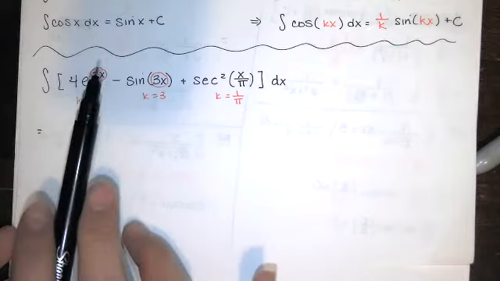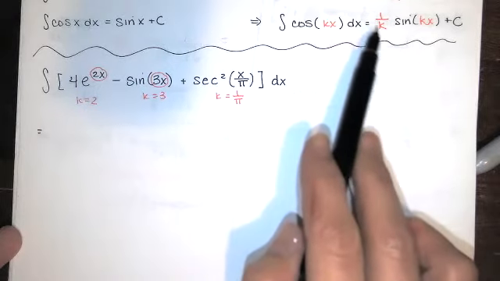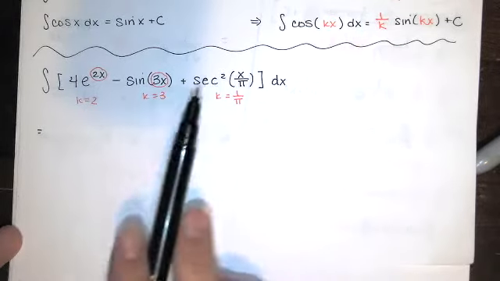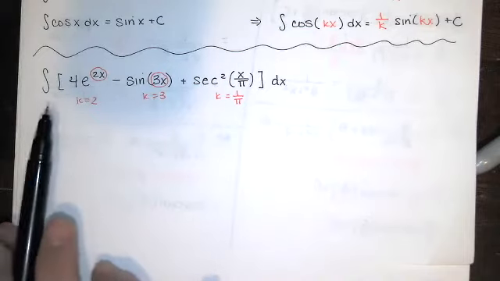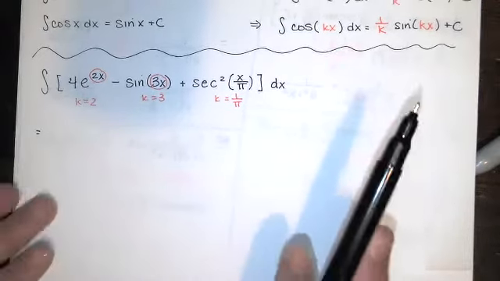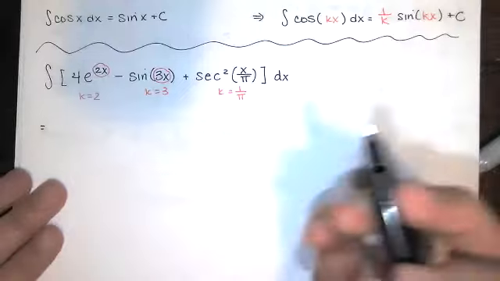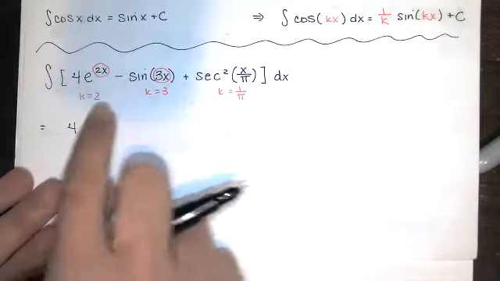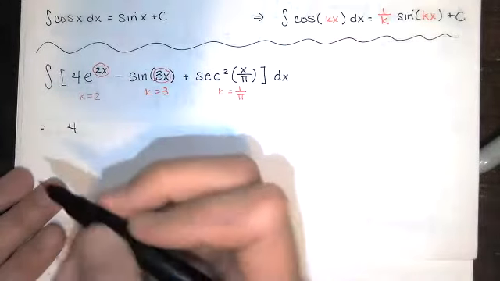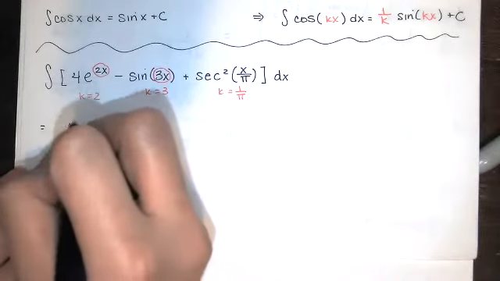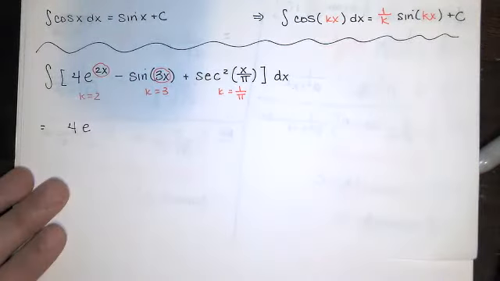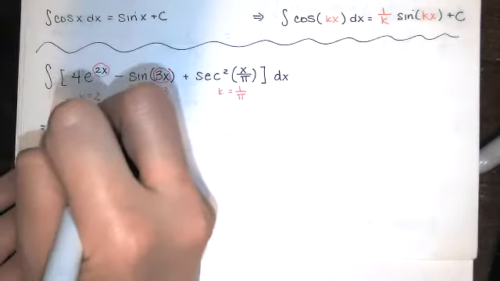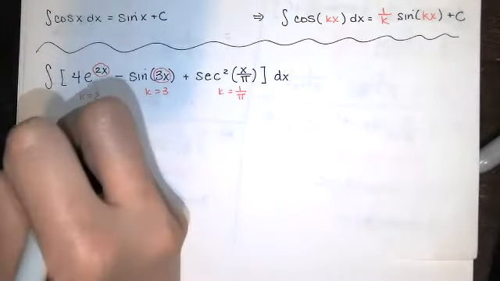Hey, that's where that 2 comes from, that 1 over 2, that 1 over k comes from a u sub. We could do that, or we could just do this rule. So here, this is what I suggest, just do the rule. Rather than doing u sub every time for each one of these, it's much easier to do this. So you bring the 4 down, the antiderivative of e to the 2x is e to the 2x. Since there's a 2 inside, you divide by 2.